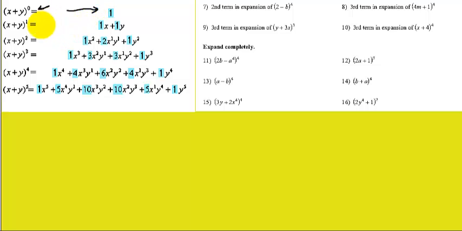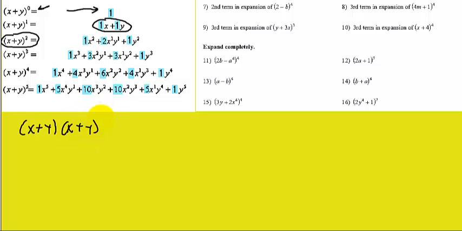And that's kind of obvious. Well, when you have x plus y to the first power, you're going to get x plus y. That's also obvious. Okay, and then what about when we raise x plus y to the second power? That really means x plus y times x plus y.